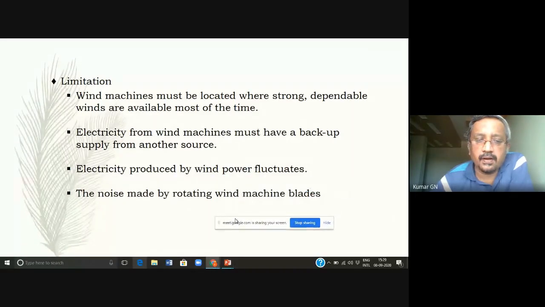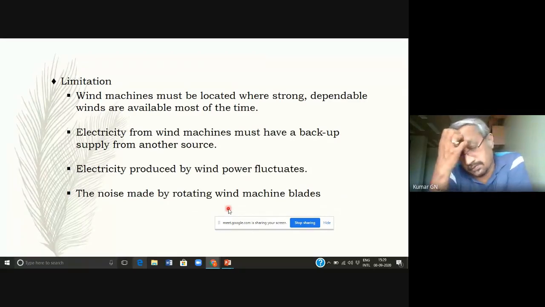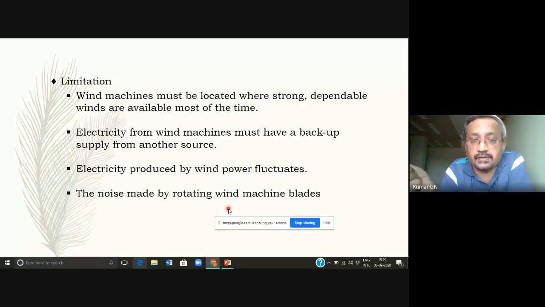Another limitation is the noise made by the rotating wind machine blades. I think you might have read it in articles. When we install wind turbines, they make a lot of noise. You can even hear it 2-3 kilometers away. For example, you take a fan. When a fan is rotating, you can observe some sound.